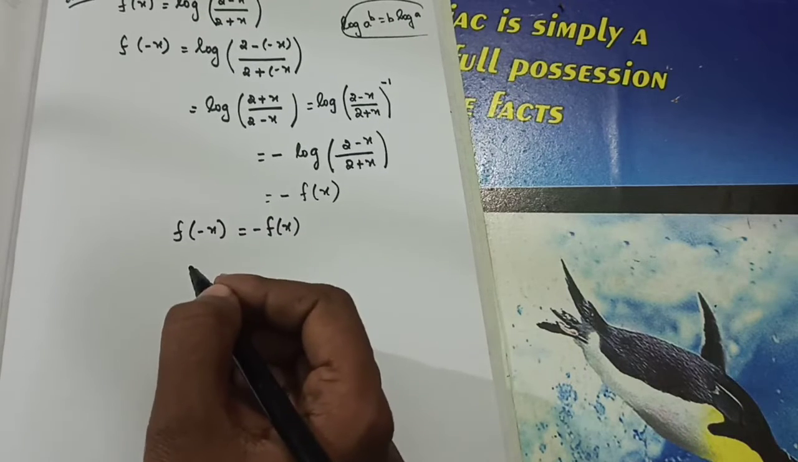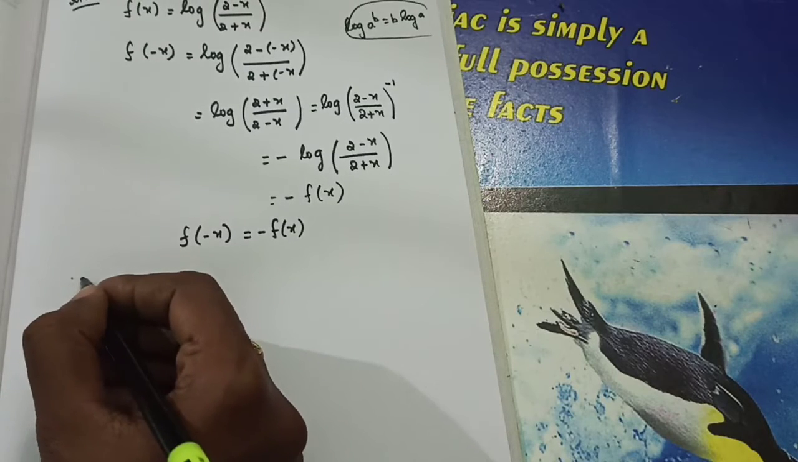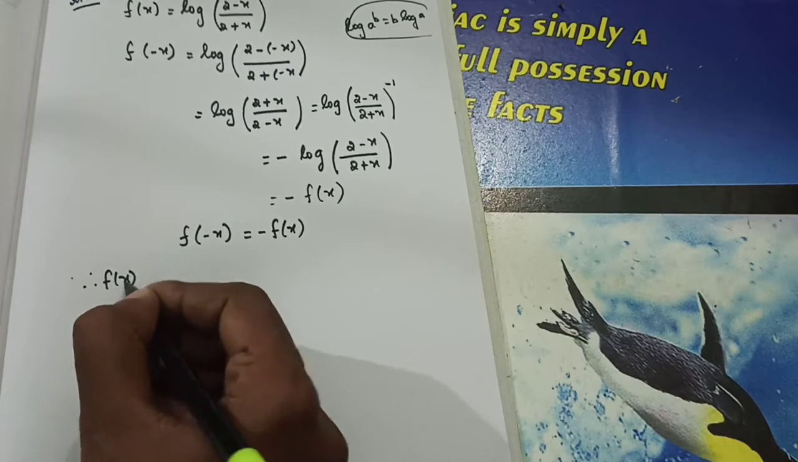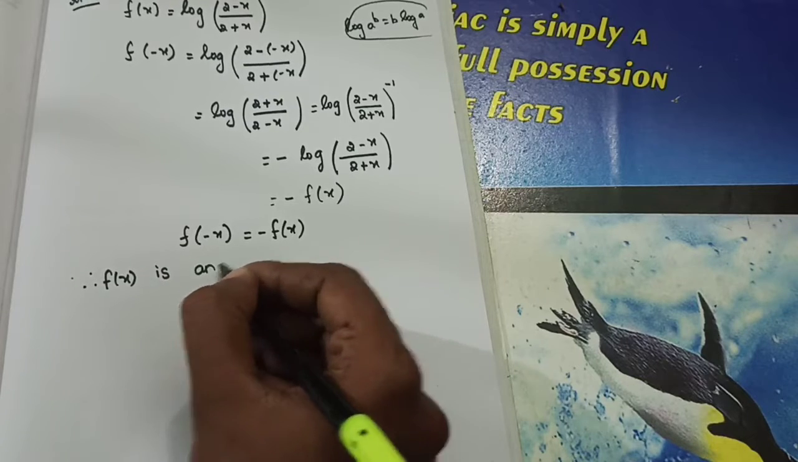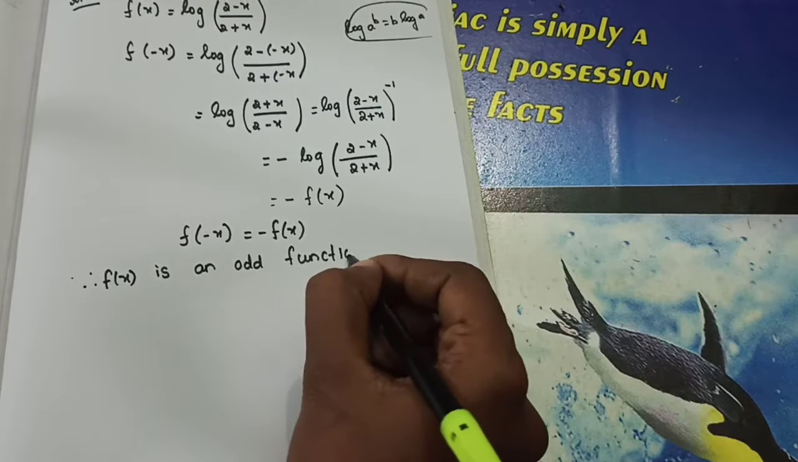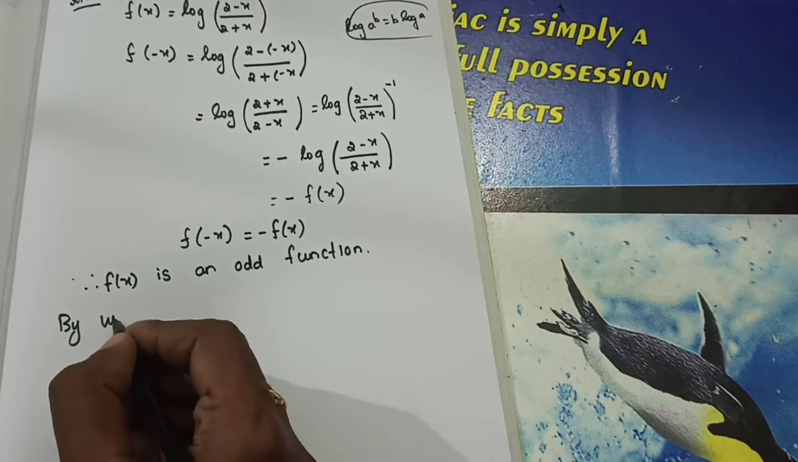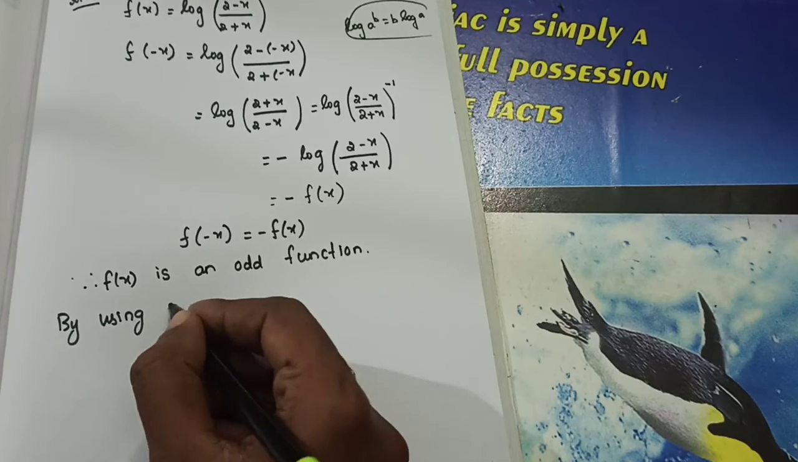From this we can find out whether it's an odd function or an even function. It's an odd function, by using the property. Therefore f of x is an odd function. So odd function means what do we do? By using the property, it is very important.